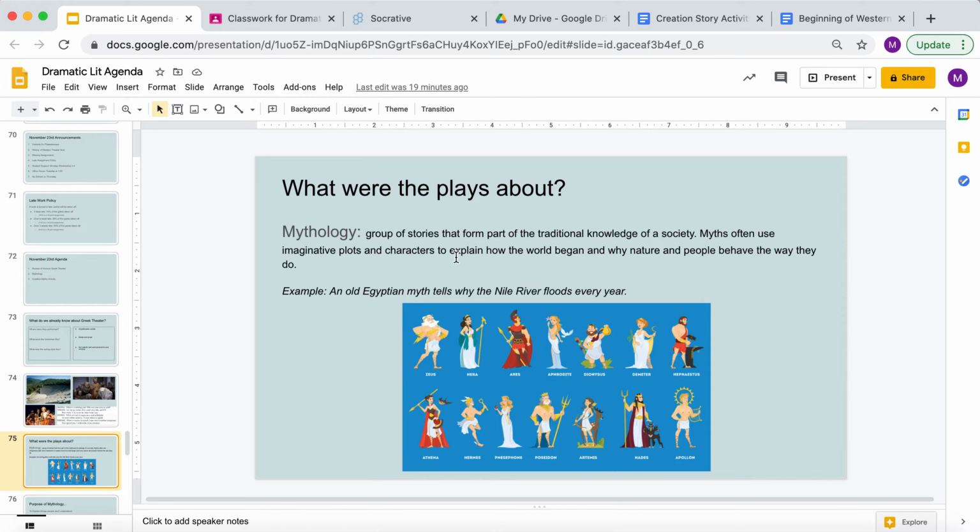And in the stories, they explain how the world began and why nature and people behave the way that they do. So, an example of a myth is here. An old Egyptian myth tells why the Nile River floods every year. So, the people don't understand why it floods, so they make up a story or a myth that explains why it happens.